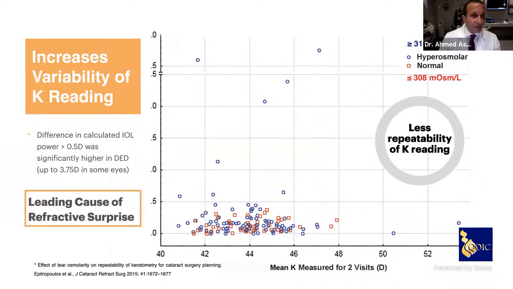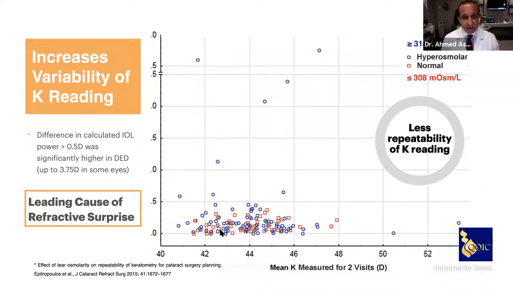One study shows that there is increased variability of the K readings in hyperosmolar eyes compared to the normal eyes. As you can see in this study, the hyperosmolar eyes are in blue, and the normal eyes are in red. There is increased variability in the K readings in the same eye between two visits, more than 0.5 diopters, in the hyperosmolar eyes, significantly higher compared to the normal eyes.